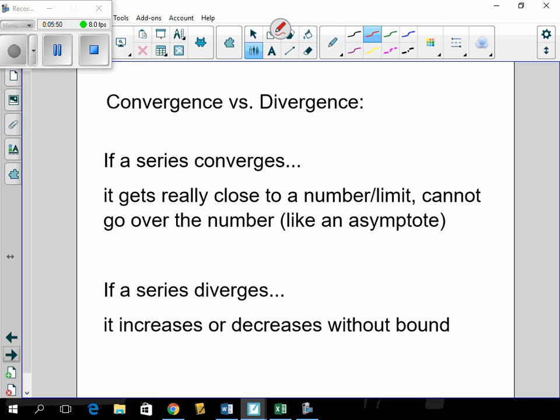Conversely, if a series diverges, it just increases or decreases without bound. What that means is there's no stopping point. There's no end where the series is going to sum to. Every time we add on terms, it's not getting any closer to a number. Even if it may look like it, there are some series that look like they're going to converge, but they actually diverge because our sum keeps getting bigger and bigger.